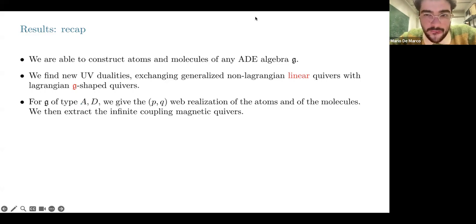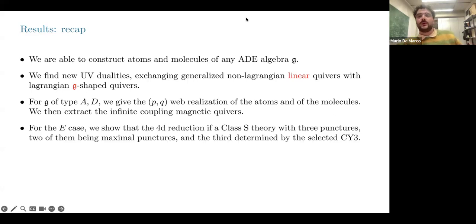So one of the main results of the paper of today is that for G of type A or D, we give, in the paper of today with Del Zotto, Grimminger, and San Giovanni, the Type IIB Hanany-Witten brane realization of the atoms and of the molecules. And we are able to extract the infinite coupling magnetic quiver, so having a grasp on it, we can study at this point, and it will be a follow-up, for example, the Hilbert series and the Hasse diagram of the Higgs branch of the 5-dimensional superconformal field theory, and so on.